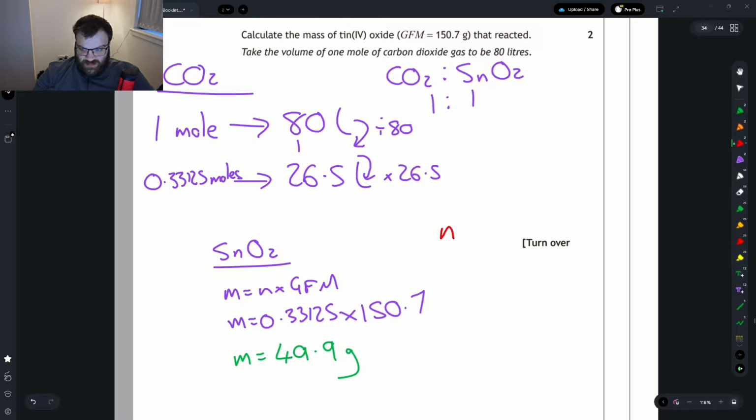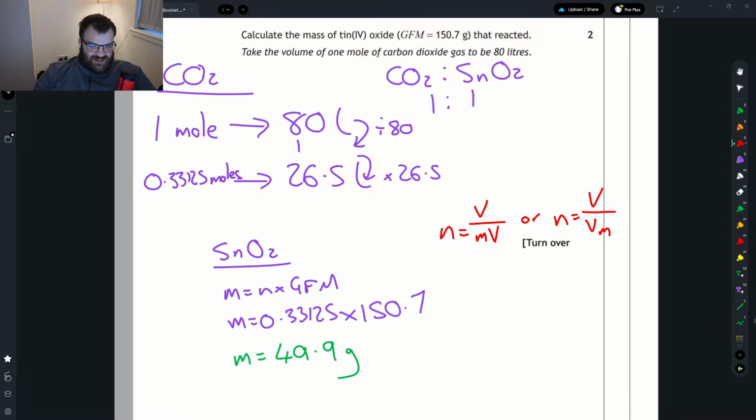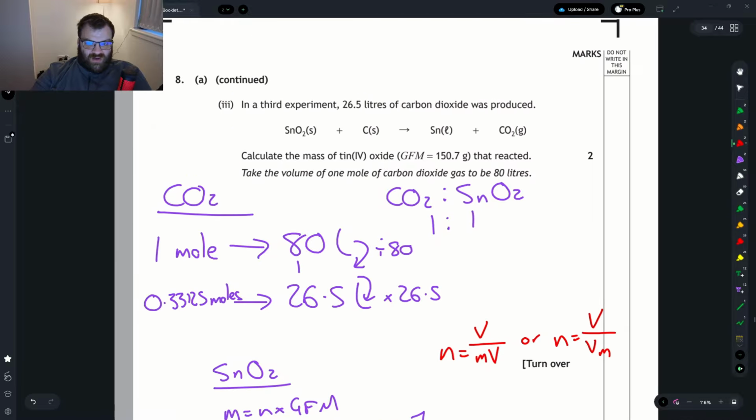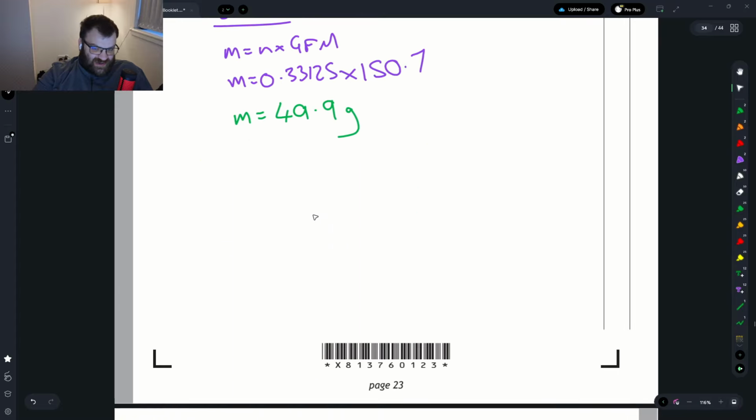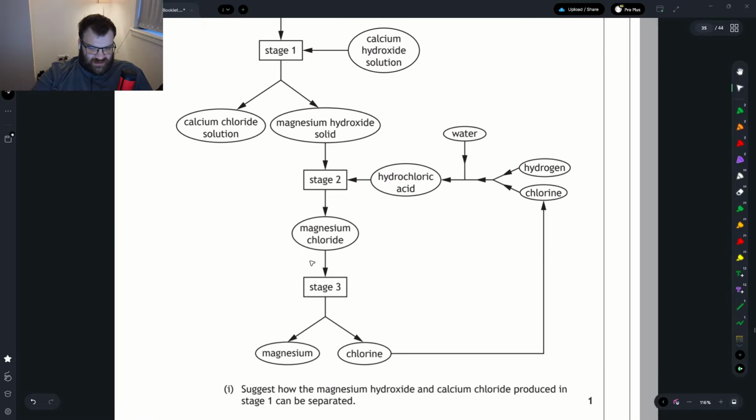Some people like to use the relationship, which is number of moles equals volume over molar volume. Different people do different things. My only problem with that is that's not in a data booklet, so that's something that you have to remember or be able to figure out on the fly. Up at the top, it tells us that 1 mole is 80 litres. So that's why my preferred one's here, because it's less things we have to remember. We just use that bit of information there.